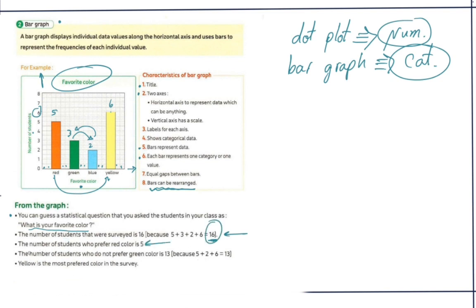Question number 2: number of students who prefer red color. Red color here, we have 5 students. Third, number of students who don't prefer green. Green, don't prefer it. So blue and yellow and red: 5 plus 2 plus 6. They don't like green, so delete green and add the other colors. Last point: yellow is the most preferred color in the survey. Why? Because it has 6 students. It's the greater one, the greatest one.